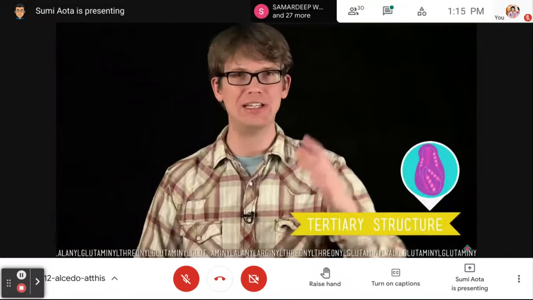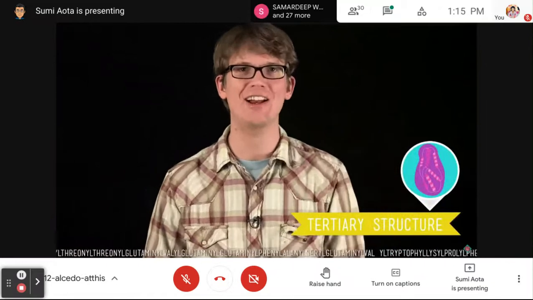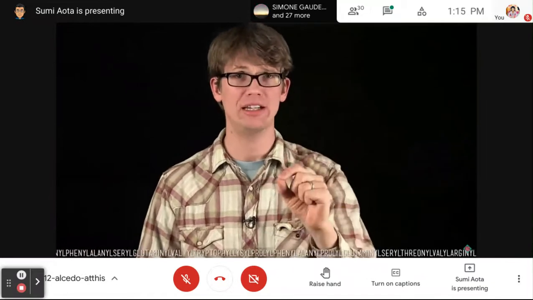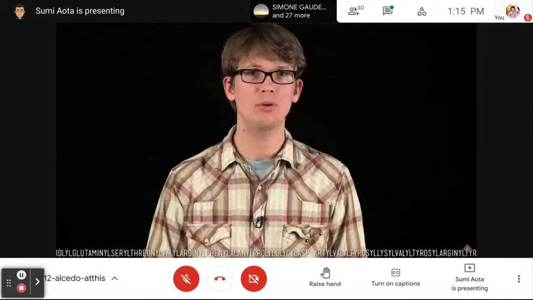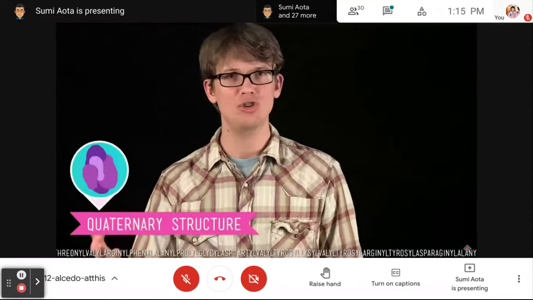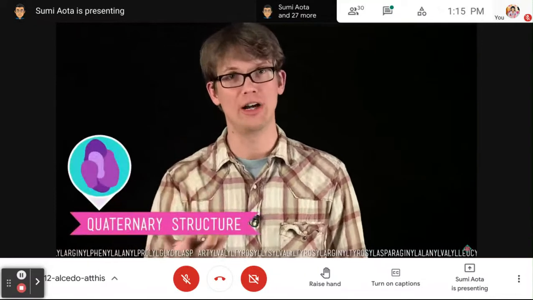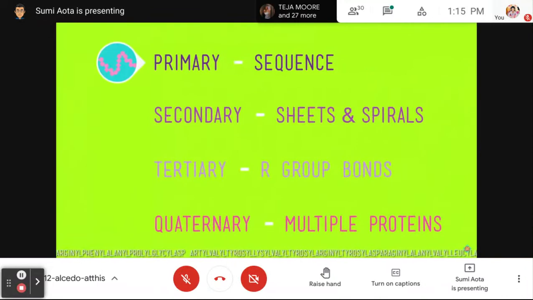So now we have a massively contorted polypeptide chain, and it actually contorts very precisely. Sometimes just one chain is what makes up the whole enzyme or protein. In other proteins, like hemoglobin, several different chains come together to form a quaternary structure. So quick review of structure. The sequence is the primary structure. The backbone of hydrogen bonds forming sheets and spirals are the secondary structure.